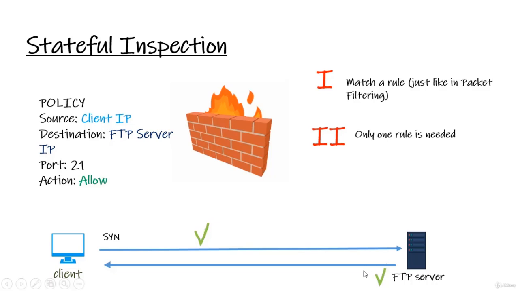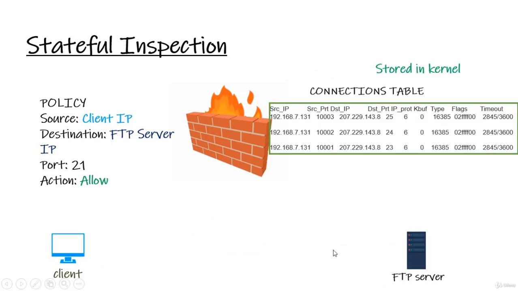It wouldn't work in packet filtering because you need a second rule. And here, I'm going to explain how it works. To the right, we have a connection table. What the connection table does is keep track of everything that comes and goes to the firewall when it's related to the network layer and transport layer.